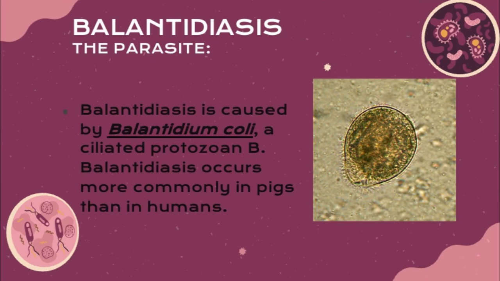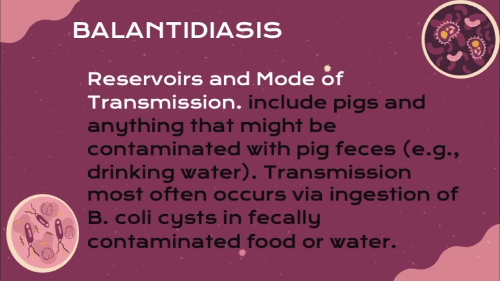It is the largest of the protozoa that infect humans. Balantidiasis occurs more commonly in pigs. Mode of transmission includes pigs and anything that might be contaminated with pig feces, for example drinking water. Transmission most often occurs via ingestion of B. coli cysts in fecally contaminated food or water.